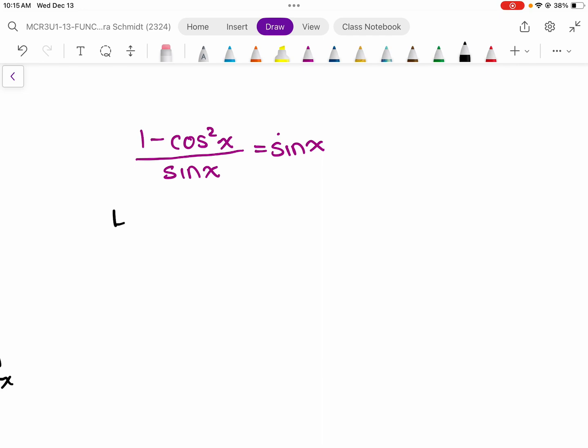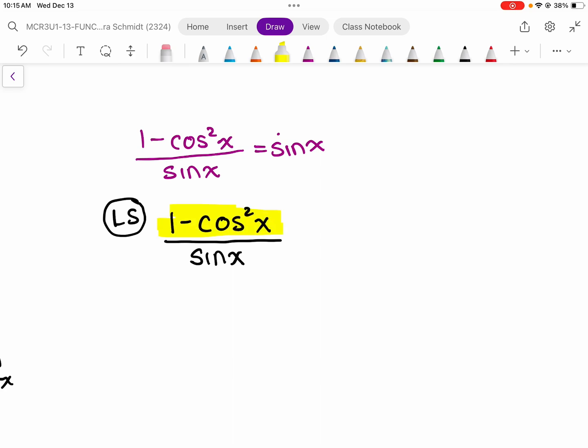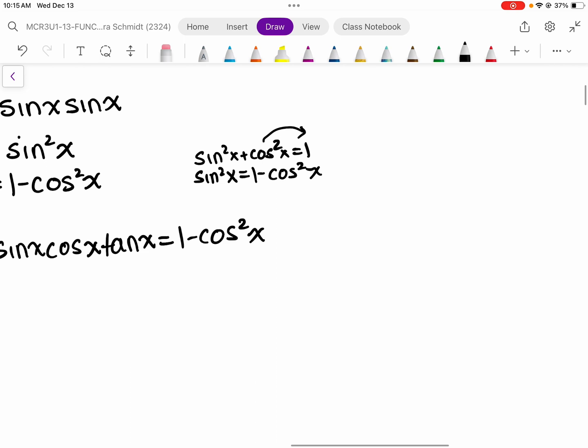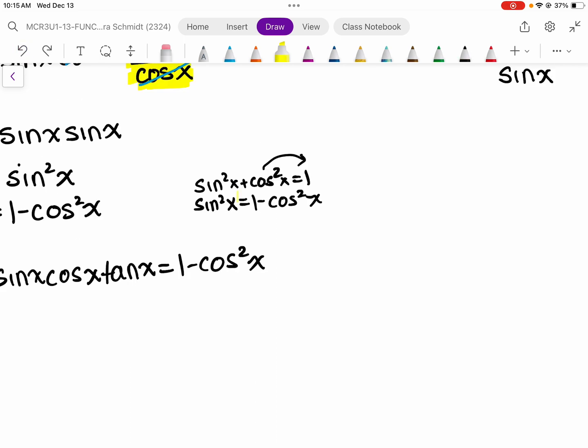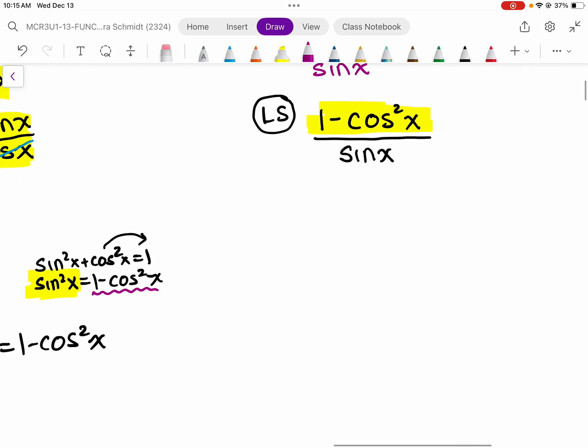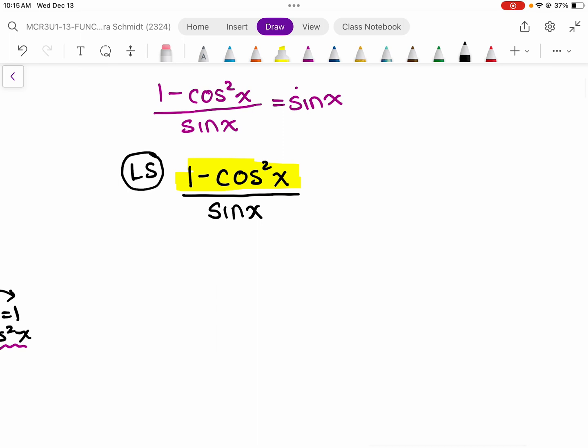So I'm going to pick the left side again. So on my left side, I have 1 minus cos squared x over sine x. I'm going to do the same move I just made. I'm going to replace this with sine squared x. Remember we just showed that sine squared x is actually equal to 1 minus cos squared x. So instead of 1 minus cos squared x, I'm going to replace that with sine squared x over sine x.